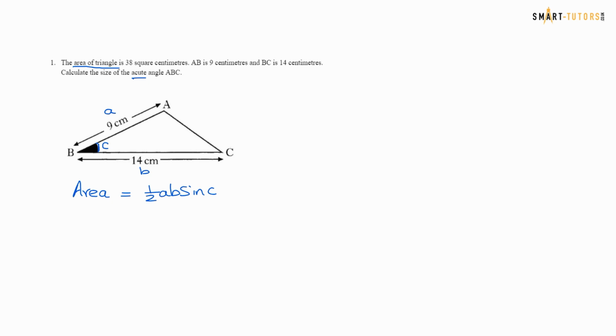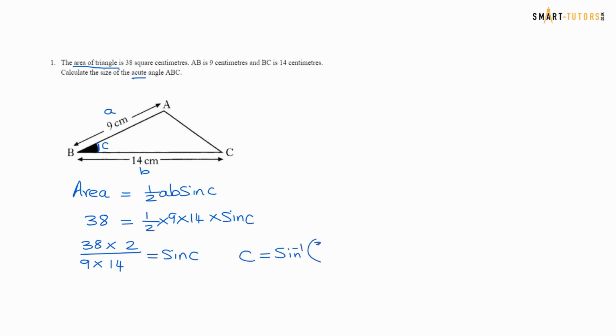So the area is given, 38 equals, I'm just substituting, half times 9 times 14 times sine C. Now I need to find sine C. I'm going to cross multiply: 38 times 2 divided by 9 times 14 equals sine C. So this gives C equals sine inverse of 38 times 2 divided by 9 times 14. So that is the answer for the angle C.